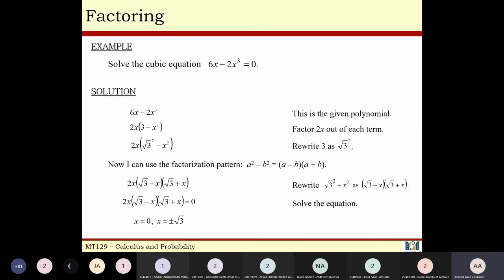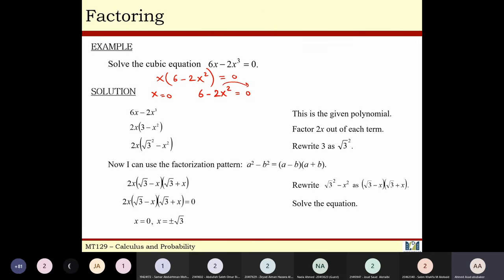Okay, now we need to solve the cubic equation. This is very easy. A cubic equation means we have x to the power 3, the maximum power is 3. If we have x to the power 3, we may have 1, 2, or 3 solutions. Now take x as a common factor, so we have 6 minus 2x squared equals 0. Now we have x equals 0 or 6 minus 2x squared equals 0.